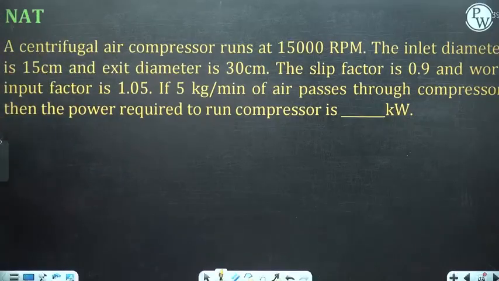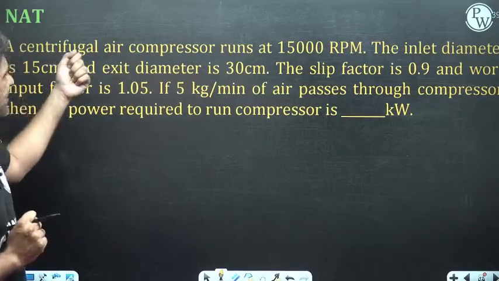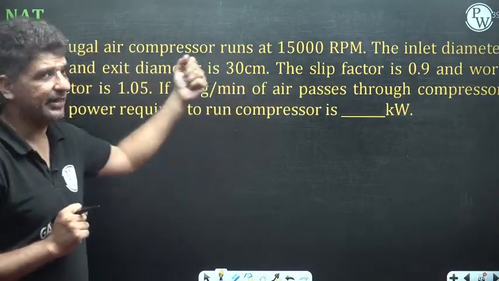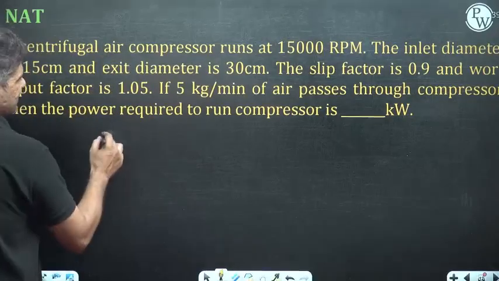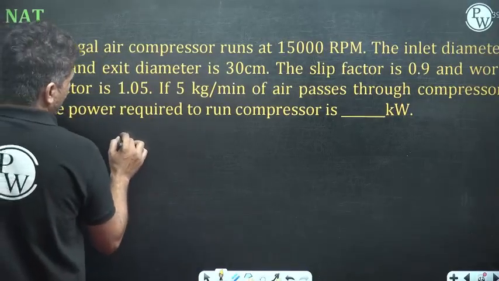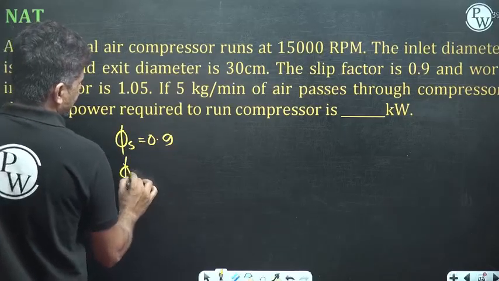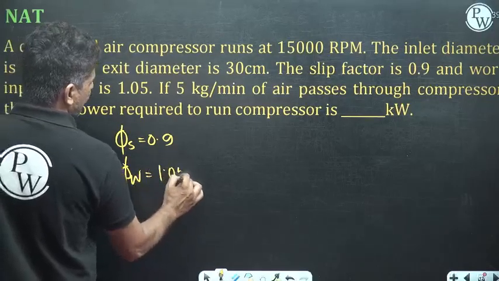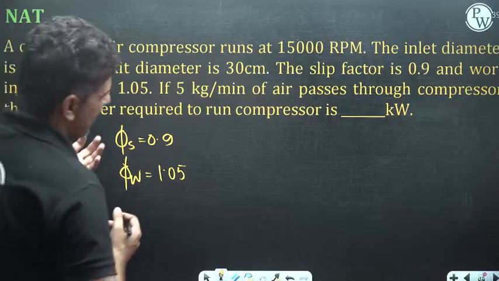Again, this was a fantastic question. It says a centrifugal air compressor runs at 15,000 RPM. The inlet diameter is 15 centimeter and the exit diameter is 30 centimeter. The slip factor is 0.9 and work input factor is 1.05. So phi S is 0.9 and phi W is 1.05. And he says mass flow rate of air is 5 kg per minute, and he's asking what is the power required.